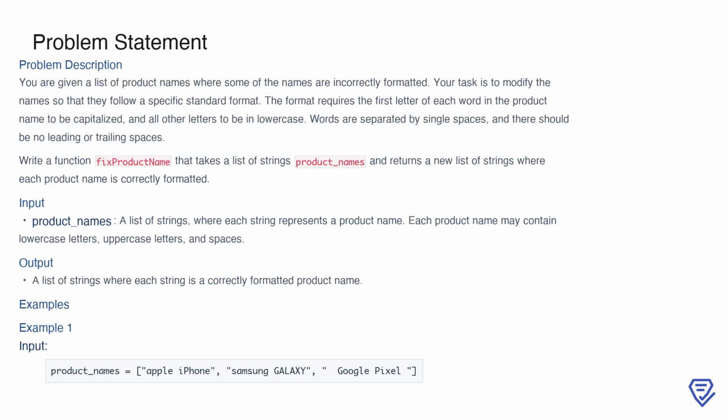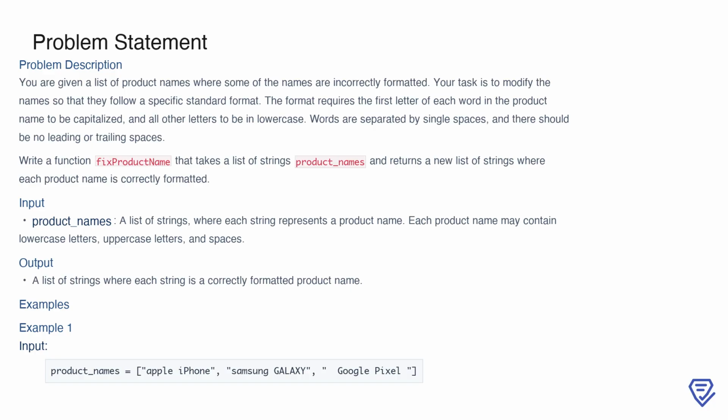Let's dive in. In this problem, we are tasked with fixing product names that may be inconsistently formatted. The goal is to ensure each product name follows a standard format where the first letter of each word is capitalized, all other letters are lowercase, and words are separated by single spaces. Additionally, there should be no leading or trailing spaces in the output.